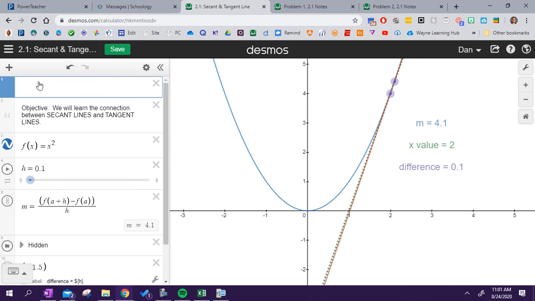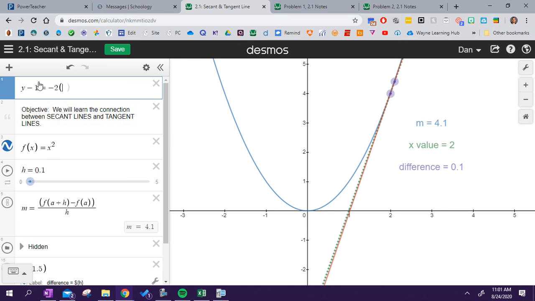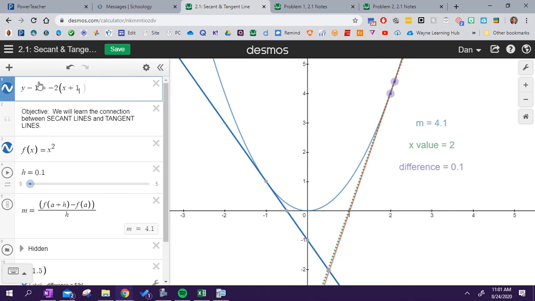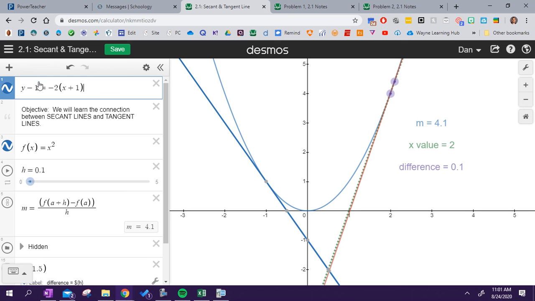If I type that in right here, we get y minus 1 equals -2, parentheses, x plus 1. I get that blue line right there, and that blue line is the equation of the tangent line through the point -1, 1. It's touching that graph in one spot. That is what we're trying to do in this class every single day. Make sense on that one? At least what the picture looks like in the end.